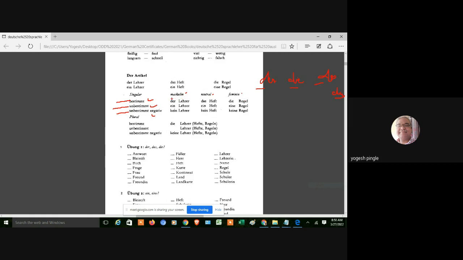In the book it is written like this: der Lehrer, das Heft, die Regel. Just now, sir, can you tell the meaning of Heft again? Heft is notebook. Okay sir, thank you. Heft is notebook.